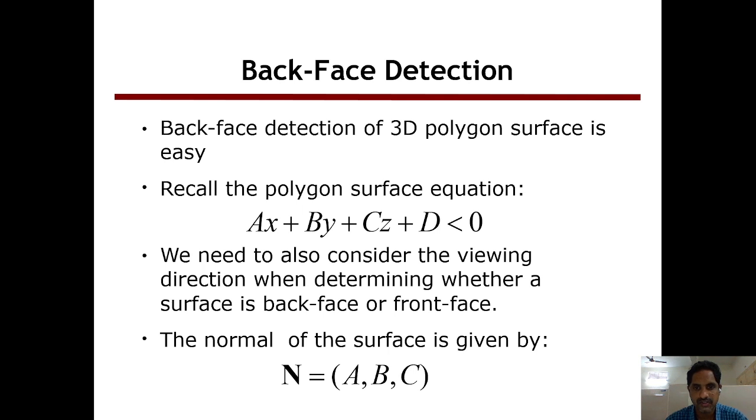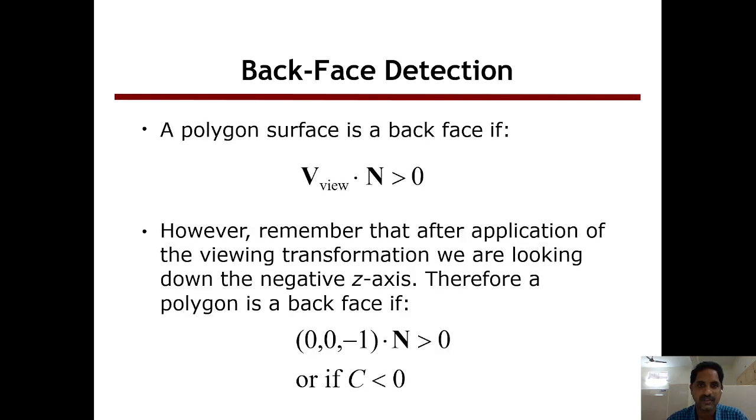We also need to consider the viewing direction and determine whether the surface is a back face or front face. The normal is N equal to A, B, C. If a polygon surface is a back face, then V dot N is greater than 0. However, remember that after application of the viewing transformation, we are looking down the negative z axis. Therefore, the polygon is a back face if (0, 0, -1) dot N is greater than 0, or if C is less than 0. Based on that, we can find the particular algorithm.